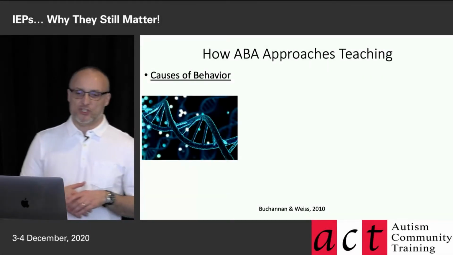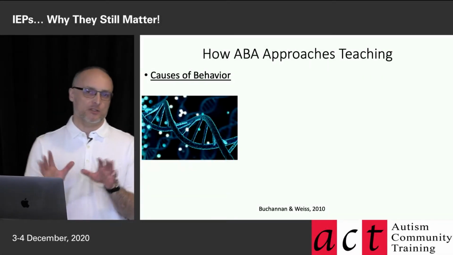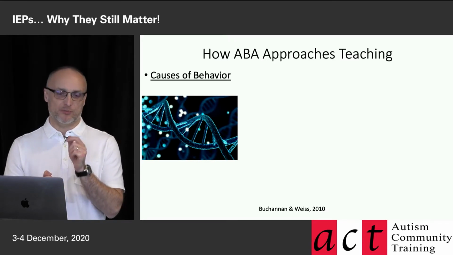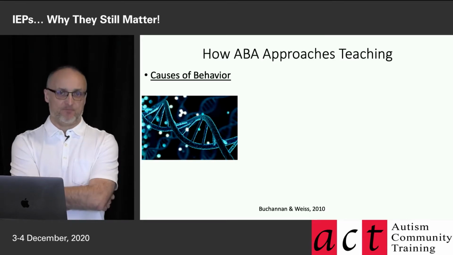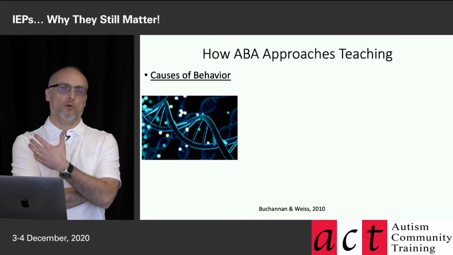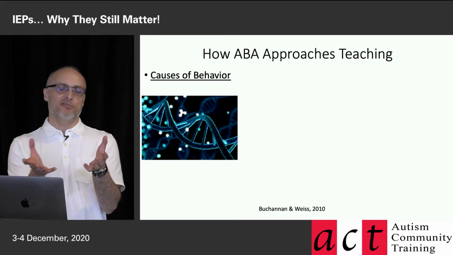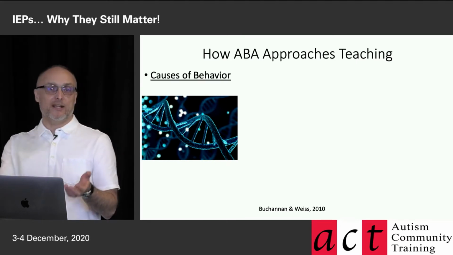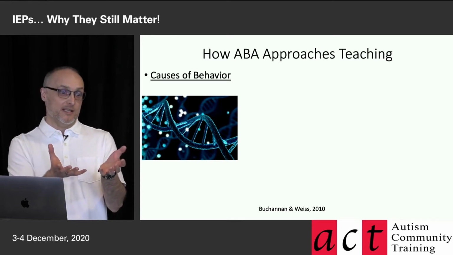So how does ABA approach teaching? Well, there are three broad ways to look at teaching anybody, students with developmental disabilities in particular. The first is genetics. Now, if you ask me for a simple definition of who we are and what we do, I would say we are the culmination of our genetic endowment, right? Our heredity, interacting with our environment. So genetics is part of that.